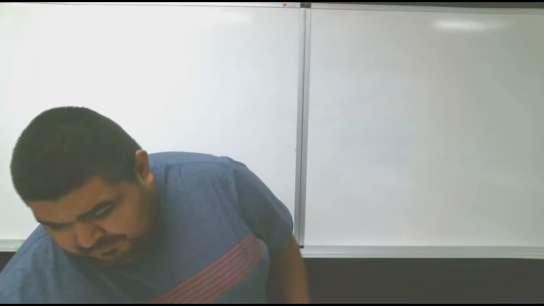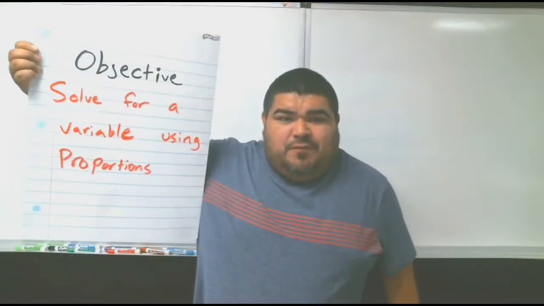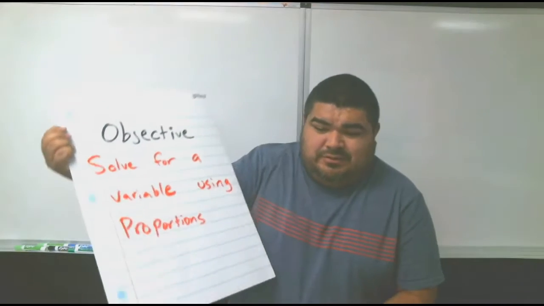Today we're going to continue working on those polygons that we were working on last class, where we were doing proportions. We're still going to do the same exact thing. The only difference now is we're not going to find the ratio, or the scale of what one is to the other. Today we're actually going to solve for a variable. It's similar to what we did last class. The only difference, again, is that instead of a scale, we're solving for a variable. So our objective for today is to solve for a variable using proportions.